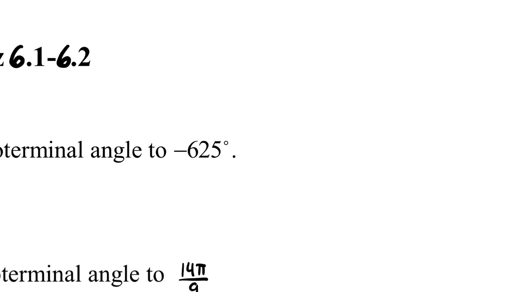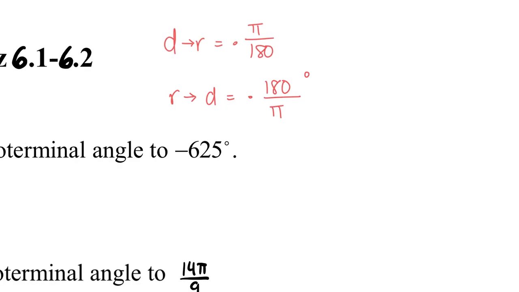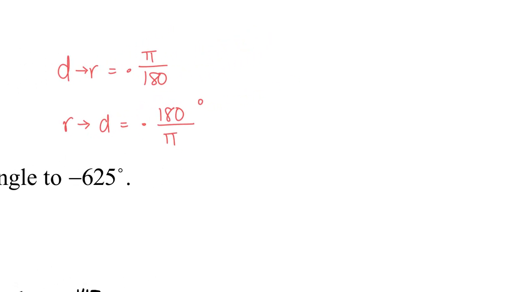Again, these are things you have to know in order to solve some of these. The first thing is degrees to radians. You multiply by pi over 180. If you're going from radians to degrees, you multiply by 180 over pi. When you write something in degrees, you have to have the degree sign at the end. You will get points off if there is no degree sign, so make sure you remember to write it.